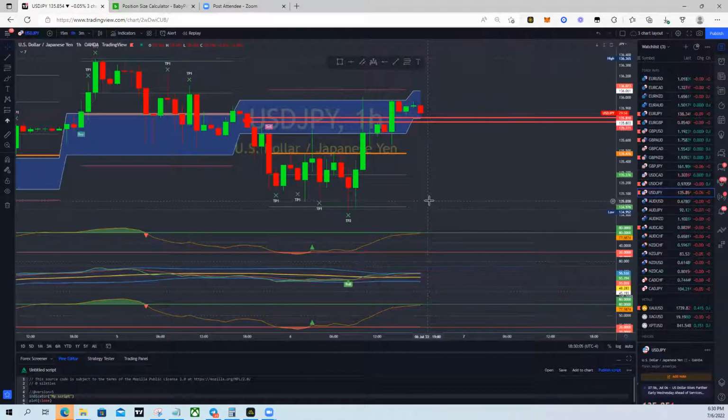Scanning real quick, make sure we're not missing nothing. He's still in the clear, still in the clear. All right, USD JPY. Here's one of those sales, straight into profit, 80 pips, right? Here's one of those retests.